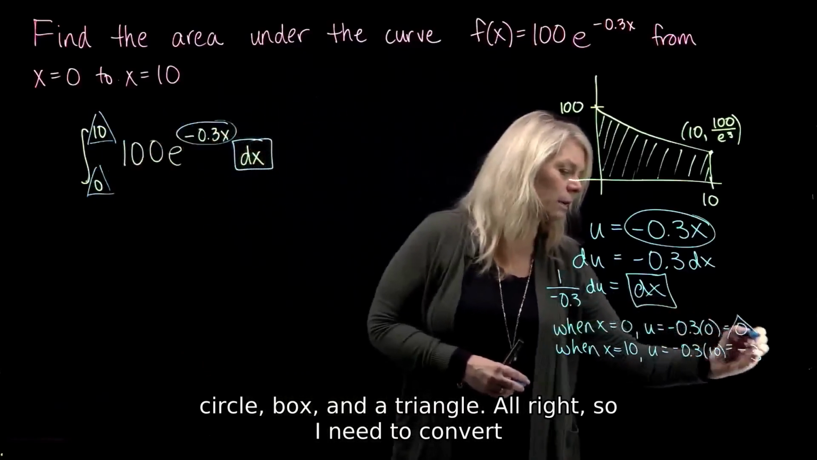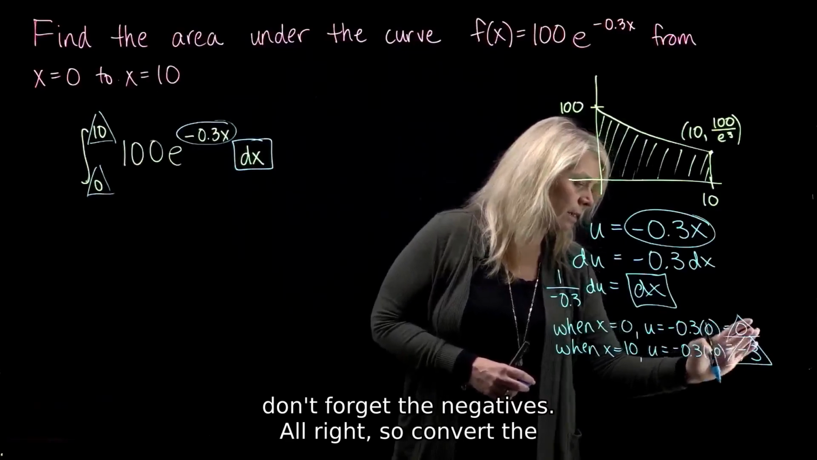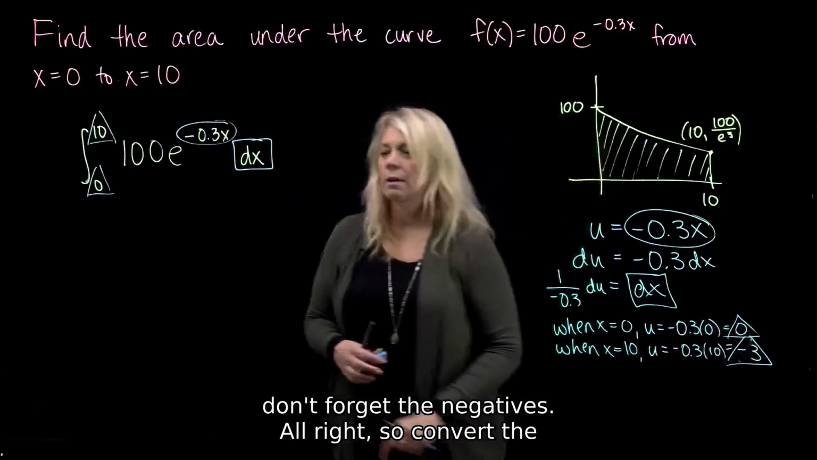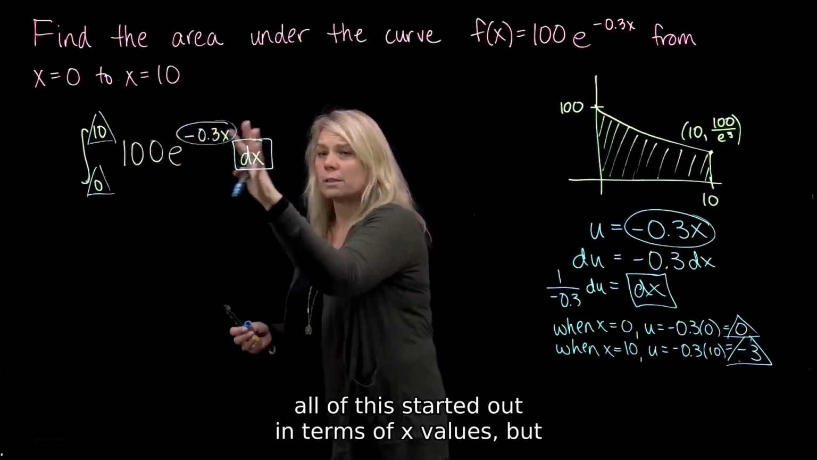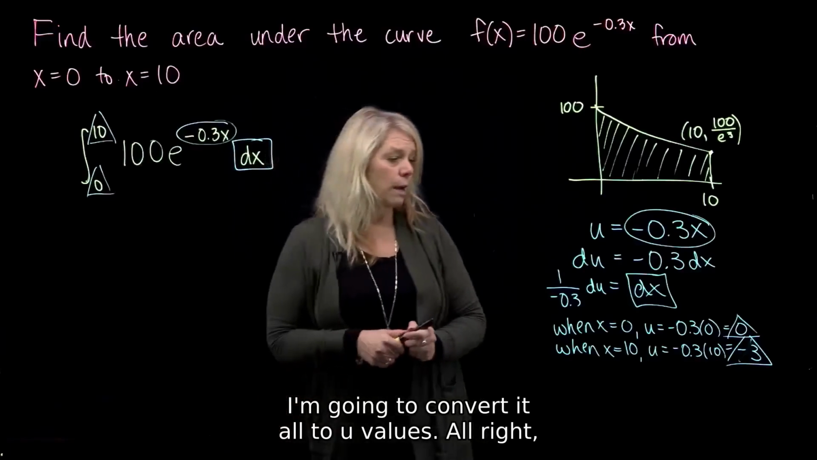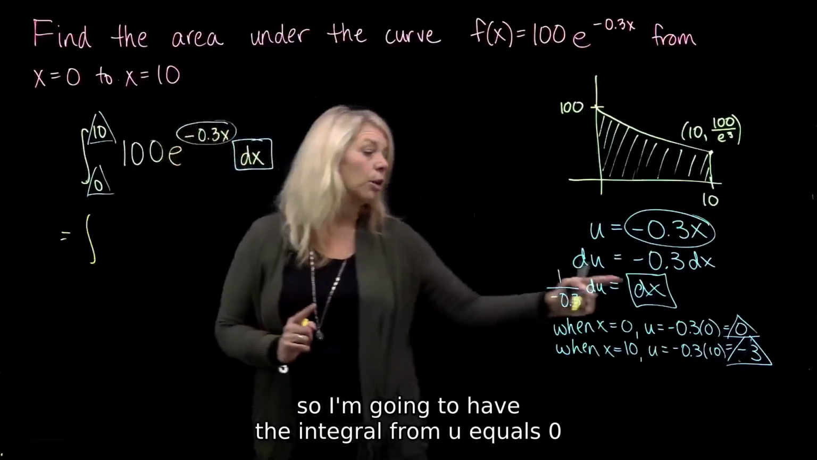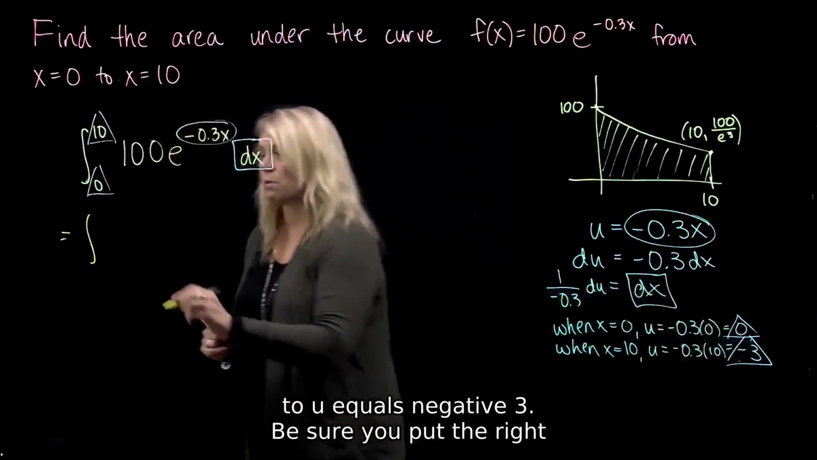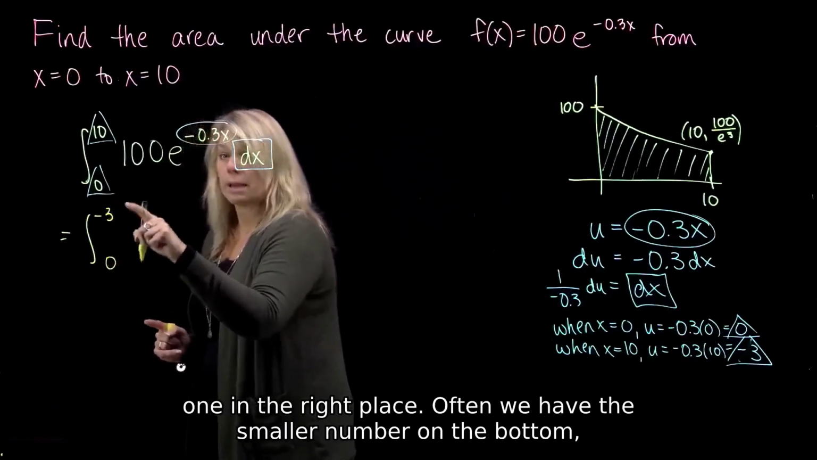All right, so I need to convert those limits of integration. Oops, don't forget the negative sign that's there. So convert the limits of integration also to be u values. All of this started out in terms of x values, but I'm going to convert it all to u values. All right, so I'm going to have the integral from u equals 0 to u equals negative 3. Be sure you put the right one in the right place.